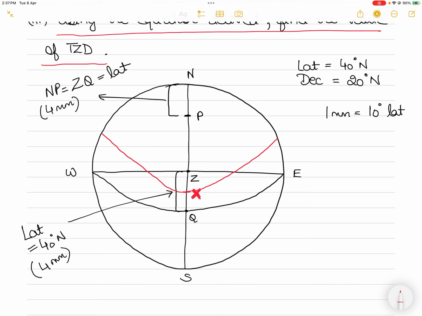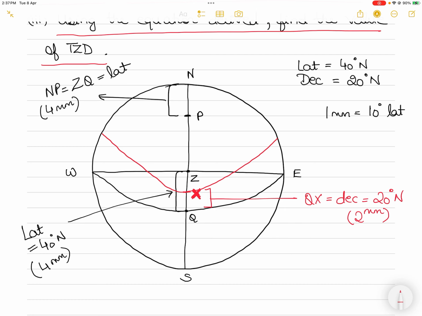Now here QX is equal to declination, which is equal to 20 degrees north, and based on my scale this will be drawn as 2 millimeter. Alright, and you can draw it like a parallel to the equinoctial, to the celestial equator. Draw it like a parallel.